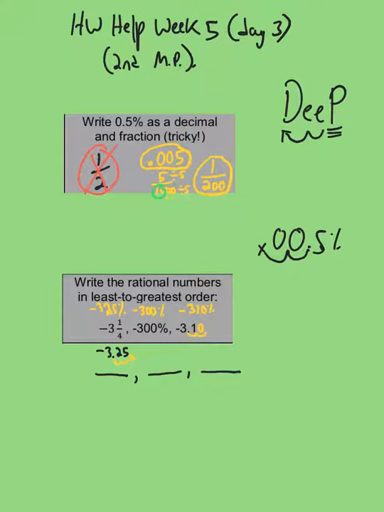All right, now that I have them all as percents, I'm going to put them in least to greatest order. As you're doing this, remember to think in reverse. The number that looks the biggest, if they were positive, is smallest. So for example, 325, if it were positive, would be biggest. So that means it's the smallest and comes first. Negative 3 1/4 is least. That one's done. The next one that would look biggest would be 310%. So that means negative 3.1 comes second. And that means negative 300% is last.